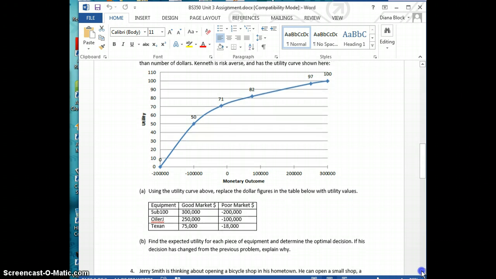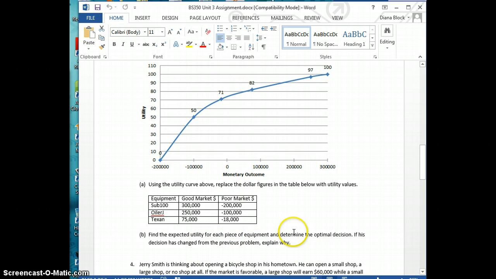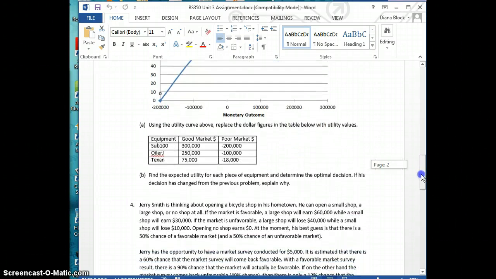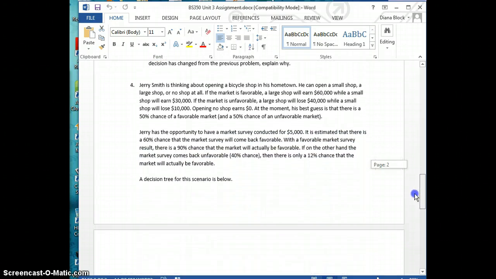And then you'll move on to part B, and you're going to find the expected utility for each of these pieces of equipment. So you're looking at pages 89 through 92, 93. That's where we're talking about utility values. And you're going to get the expected utility the same way that you got the expected monetary values in the previous problem. So those formulas, again, they're in chapter 3. Once you've read the chapters, you'll be able to identify them, but look to pages 89 through 93 to help you with problem 3.